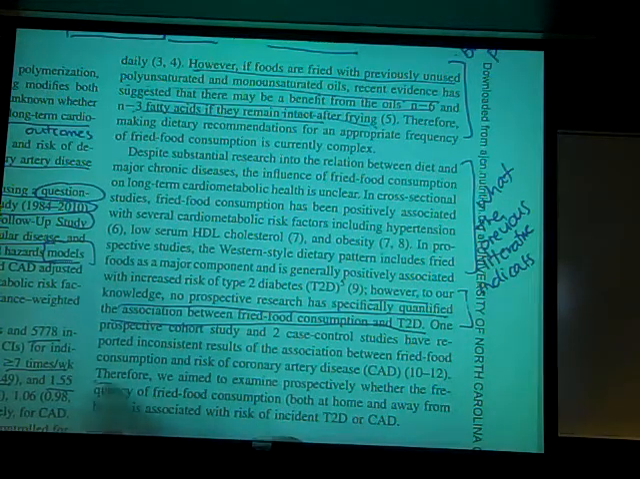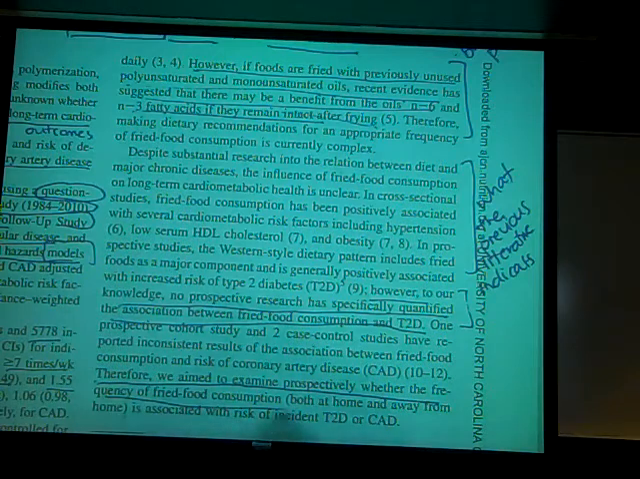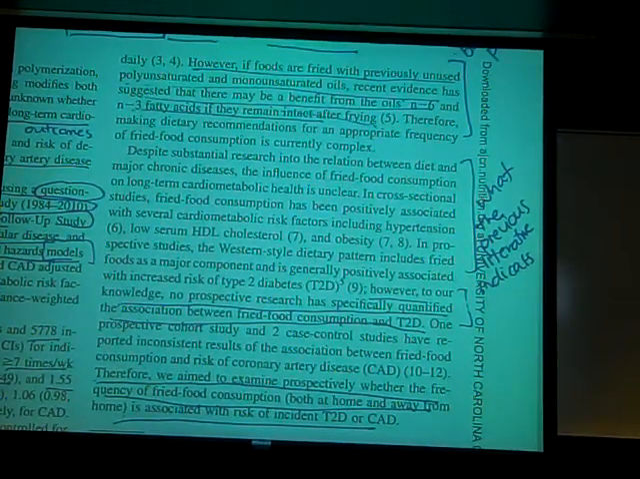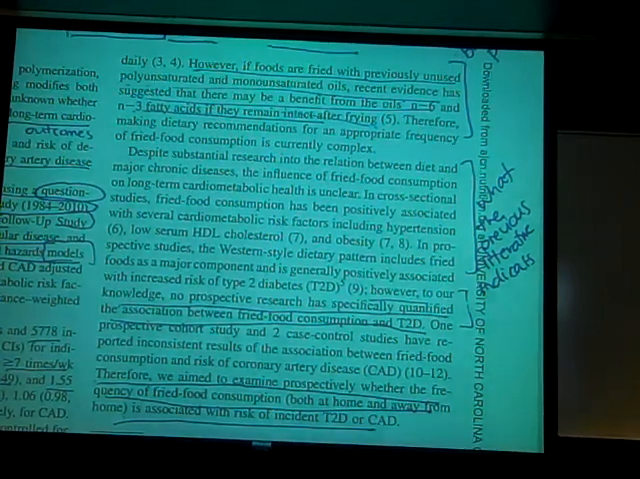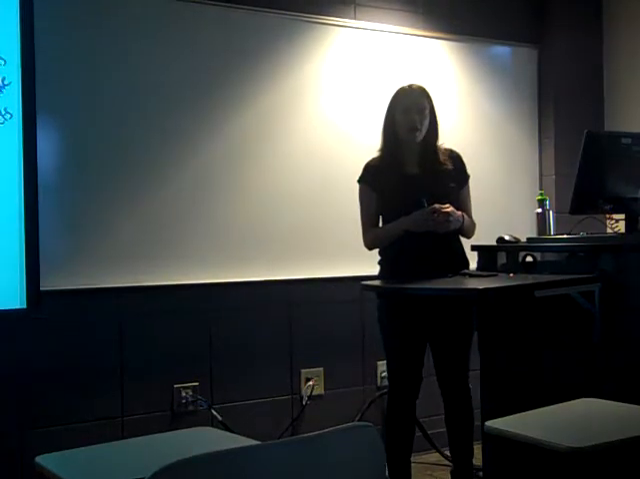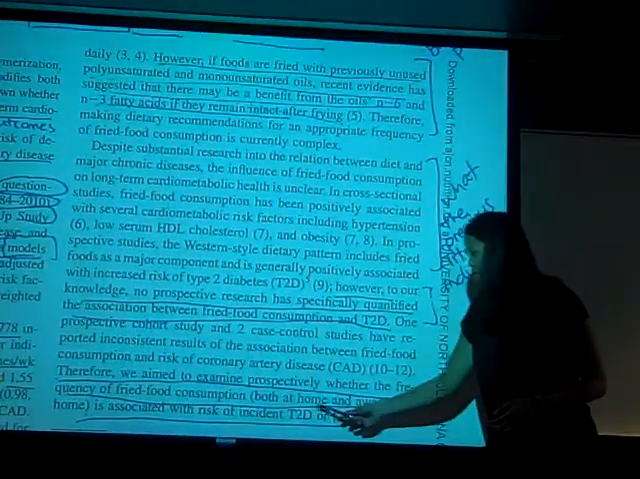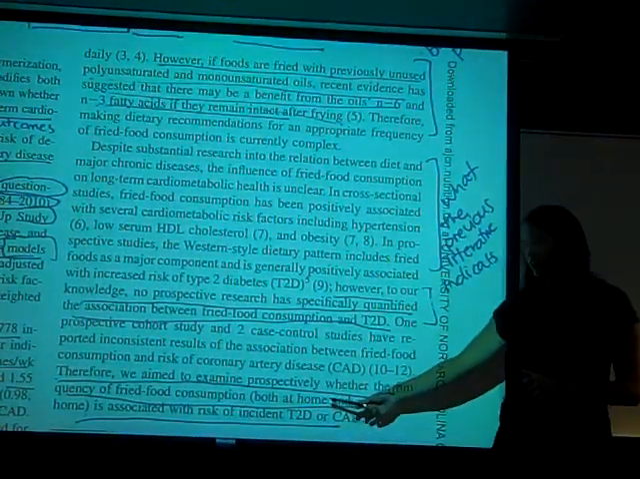And the last sentence tells us the objective of the study. We aim to examine prospectively whether the frequency of fried food consumption, both at home and away from home, is associated with the risk of incident type 2 diabetes or coronary artery disease. At this point, my suspicion about why they were talking about biological plausibility, about differences in frying away from home and at home, is confirmed, because they are going to be examining the frequency of fried food consumption at home and away from home.